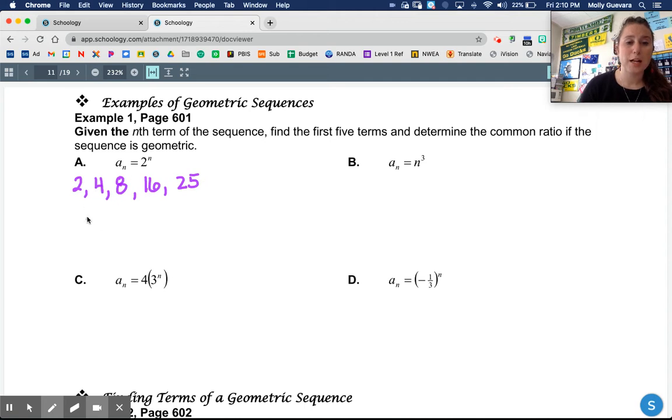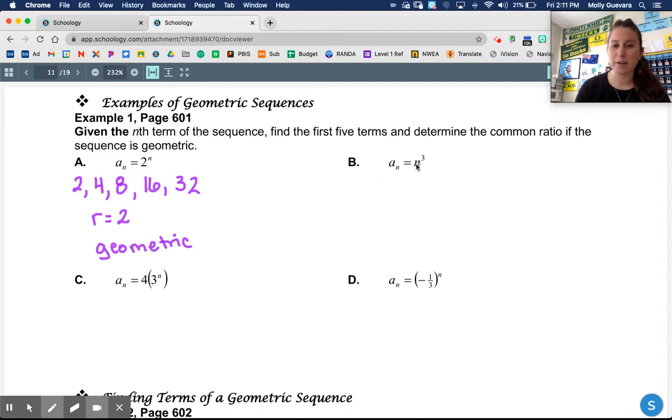So I'm multiplying. I don't know why I wrote 25. That is not right. It's 32. Wow, it's the end of the day. I'm tired. Okay, so r, in this case, we are multiplying by 2 every single time. So my r is 2. Therefore, this is geometric. You also could have found r by dividing the second term by the first term. So 4 divided by 2 is 2.